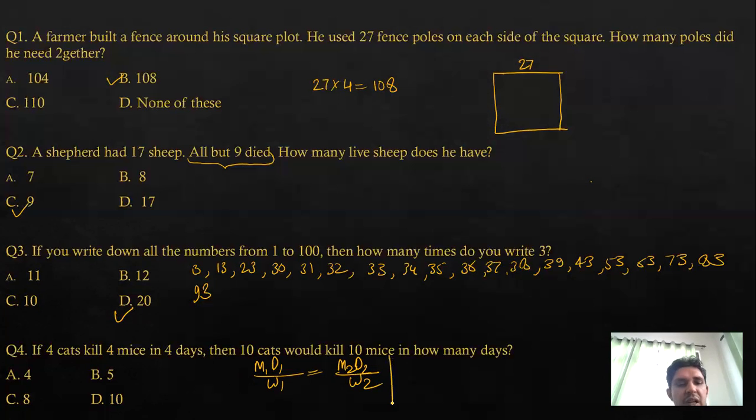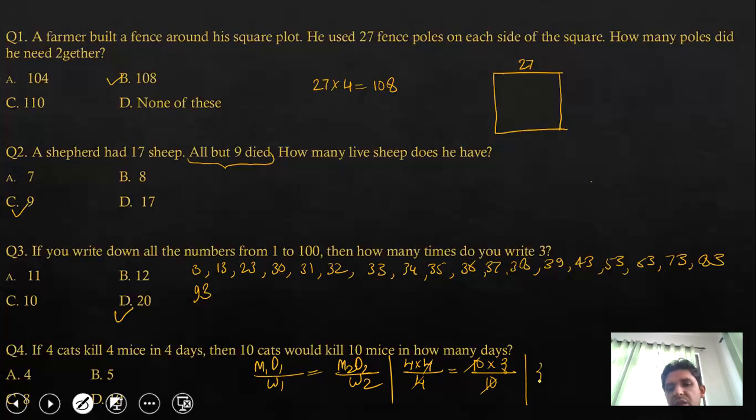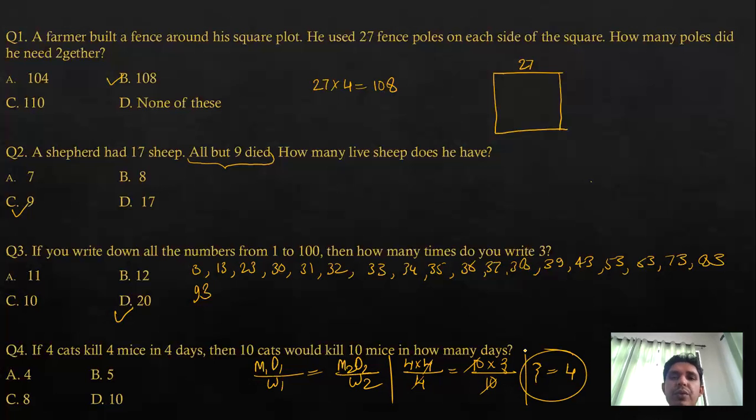If we put in the values, 4 cats in 4 days, and here the work, that is 4 mice, is 4, right? This is equal to 10 cats multiplied by the number of days we have to calculate, and 10 mice. So if we solve the equation, the value of the question mark will be 4. So students, the answer of this question will be 4.